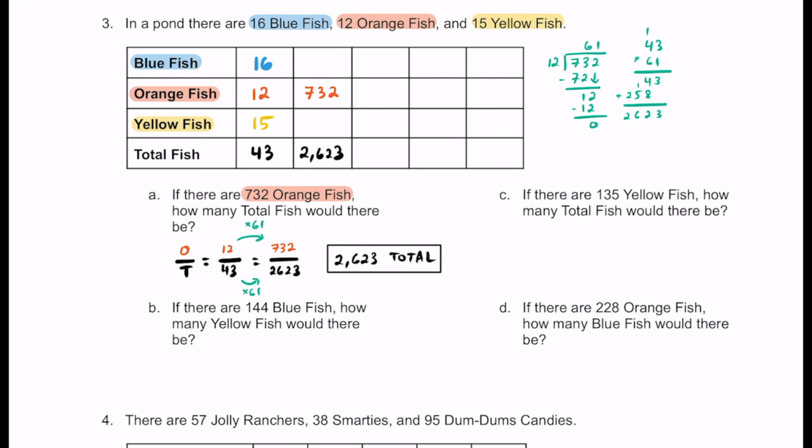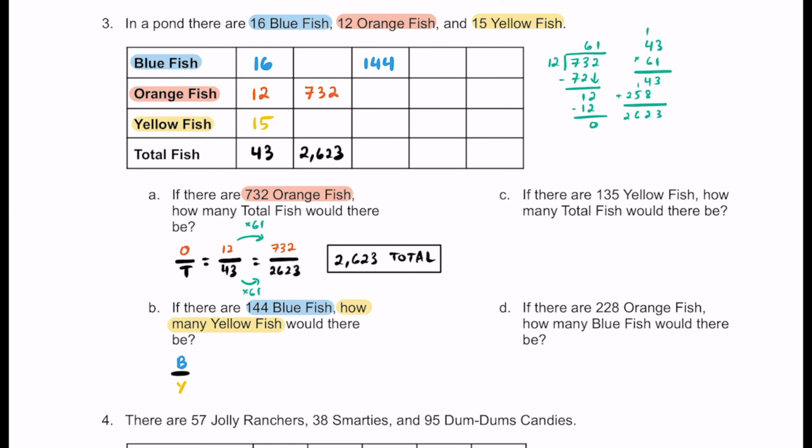All right, so now that we have those total number of fish for part A, let's take a look in the part B scenario. So for part B, we're being told that there are 144 of these blue fish. So I'm going to put 144 in this column where the blue is. And we want to figure out how many yellow ones there are. So that's going to be over here. So let's go ahead and set up a ratio here of blue to yellow. So I'm going to put blue on top and then yellow on bottom.